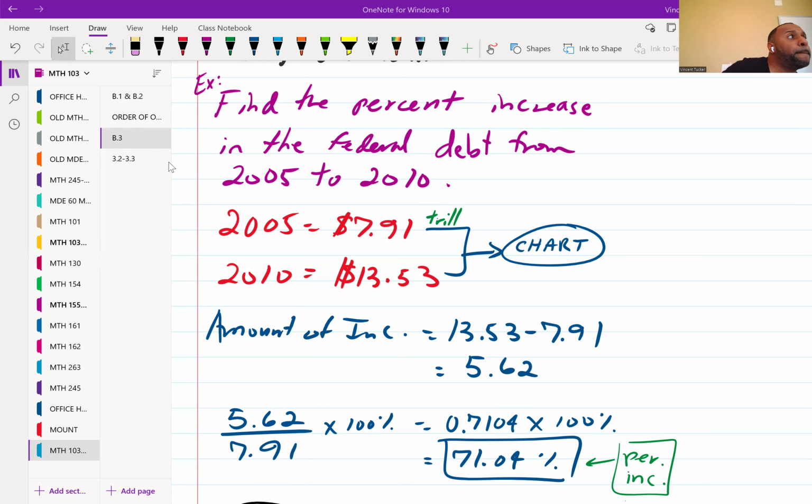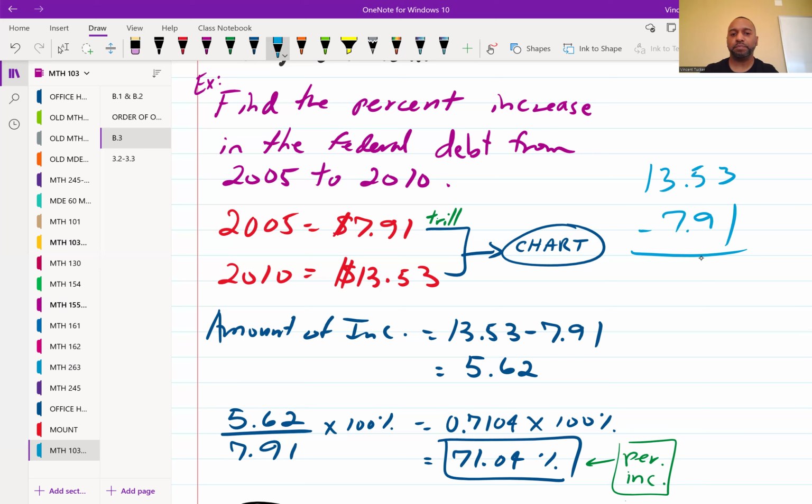Say that one more time. How did you say? Throw it in the calculator. Yep. I'm not holding y'all to the subtraction process, but you're talking about 13.53 minus 7.91, set it up that way.